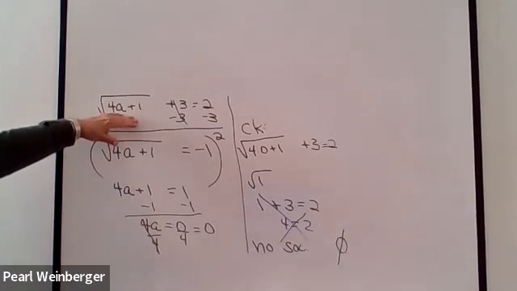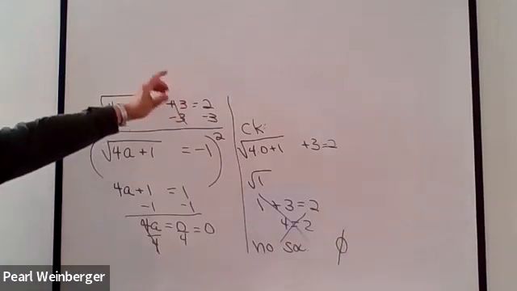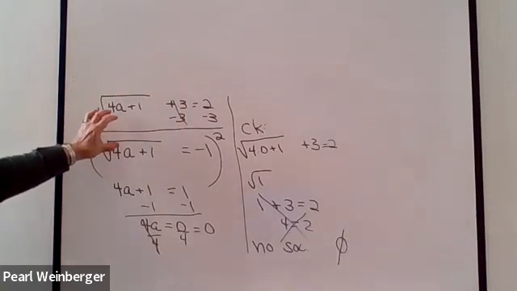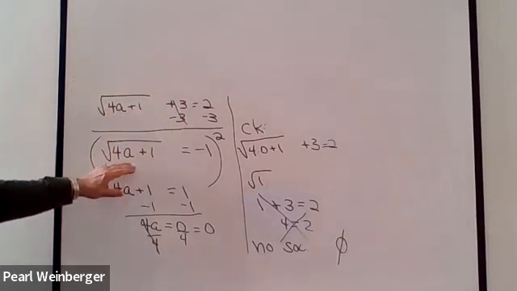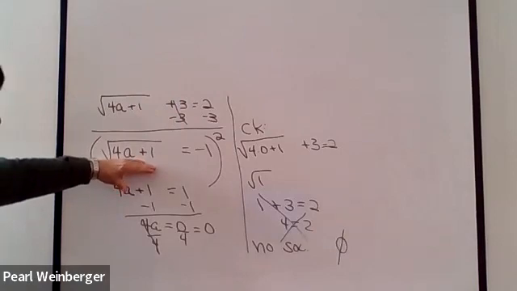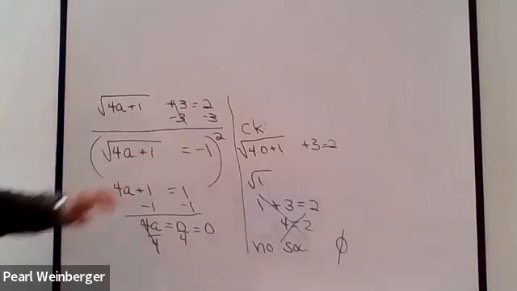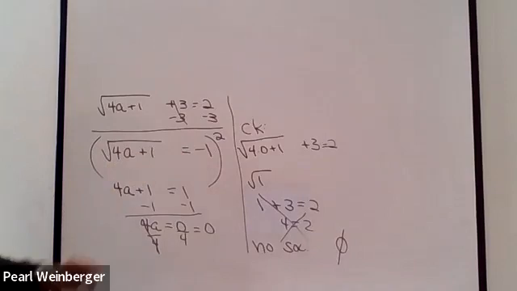Over here, I had the square root of 4a plus 1, plus 3 equals 2. And I subtracted 3 from both sides so that I ended up with the square root of 4a plus 1 equals -1. And I should have been able to tell right there that that can't work. Why? Because by definition, the square root of a number is always positive. In other words, if I ask you what's the square root of 25, you're not going to say it's -5. Your answer is +5.